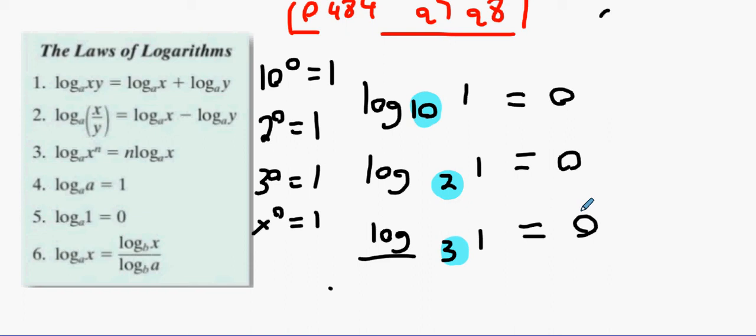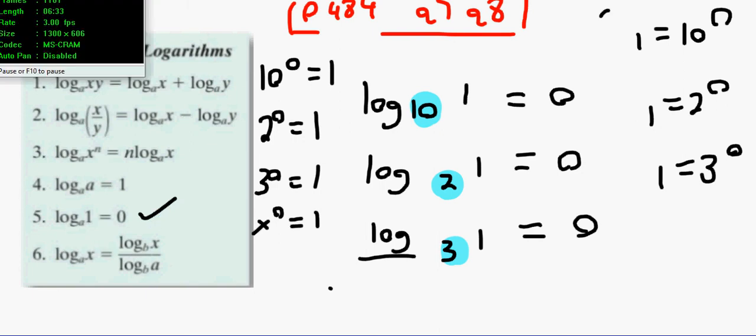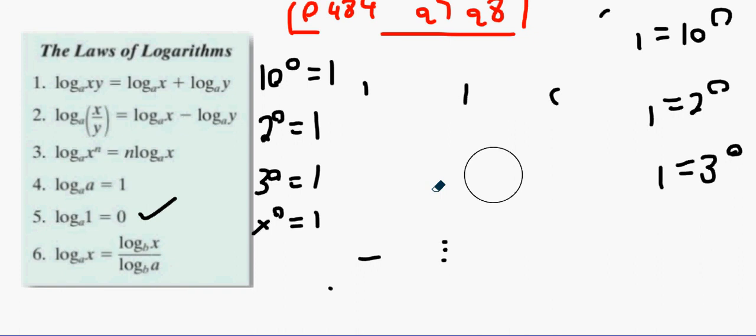Why is log 1 always 0? Because 1 equals 10 to the power 0, 1 equals 2 to the power 0, and 1 equals 3 to the power 0. Is everybody cool with that rule there then? All good? Okay. Now, let's move on. I've explained the first rule pretty well. Now time to move on.